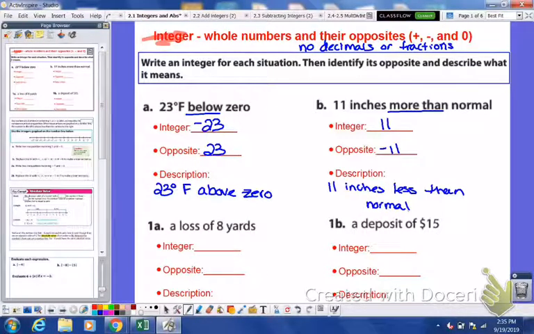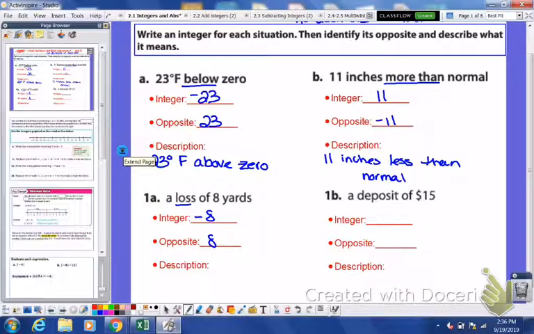Moving down to 1A, a loss of 8 yards. So loss would be a negative 8. So then positive 8 as the opposite. And then our description for our positive 8 is a gain of 8 yards.